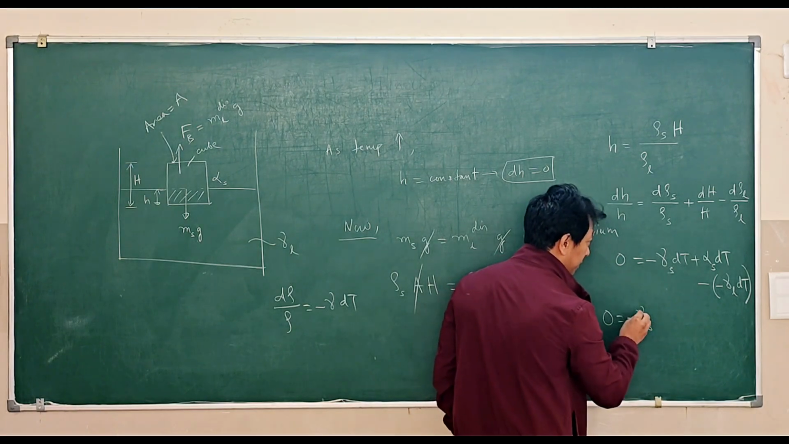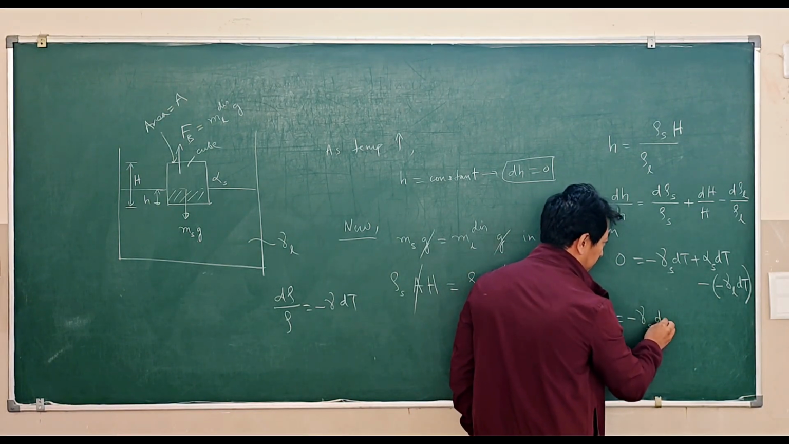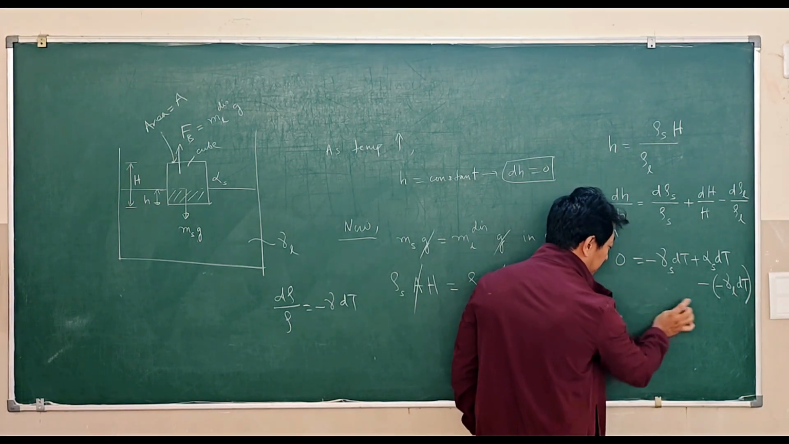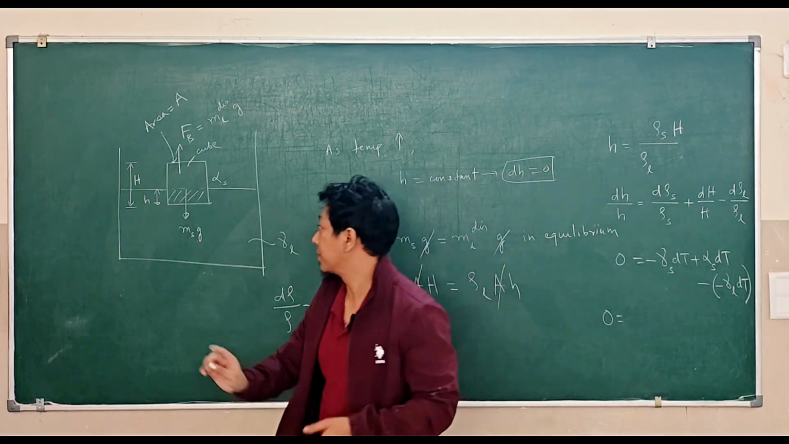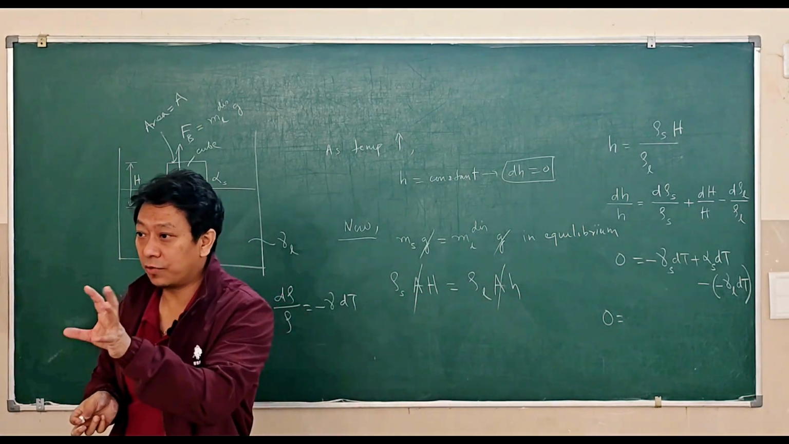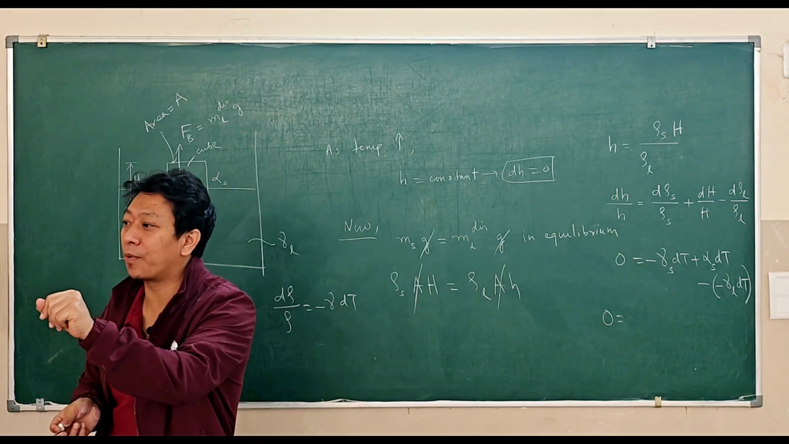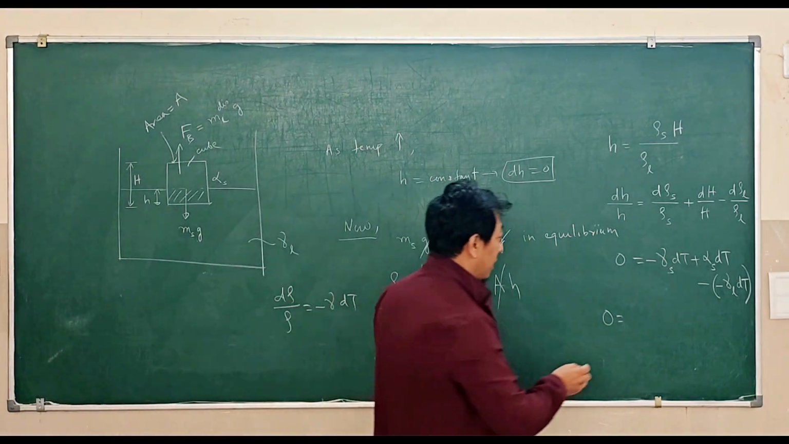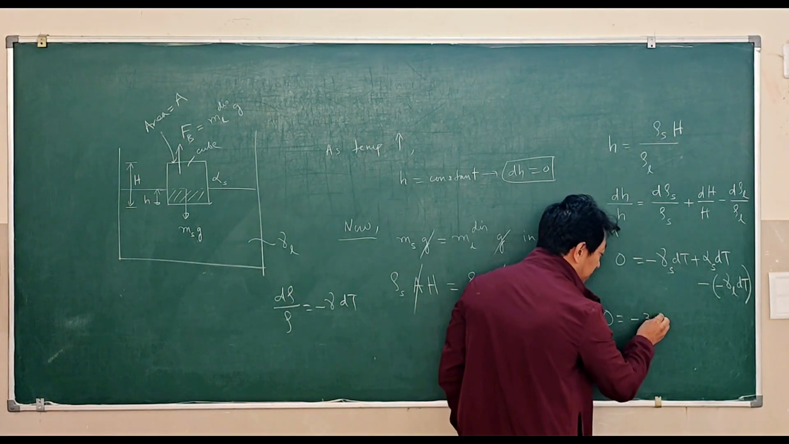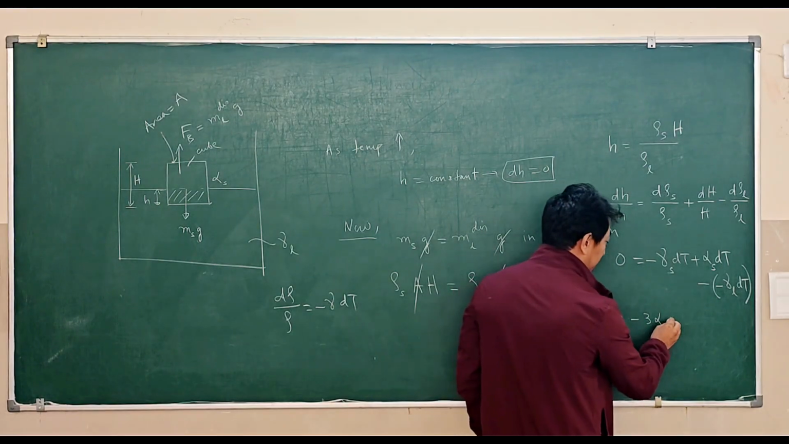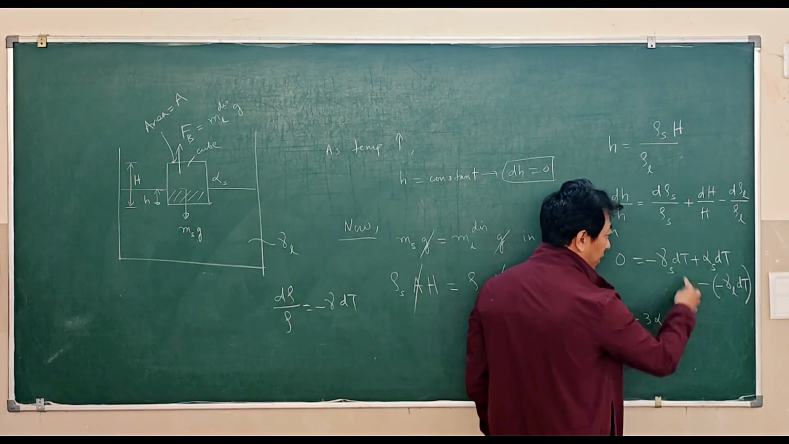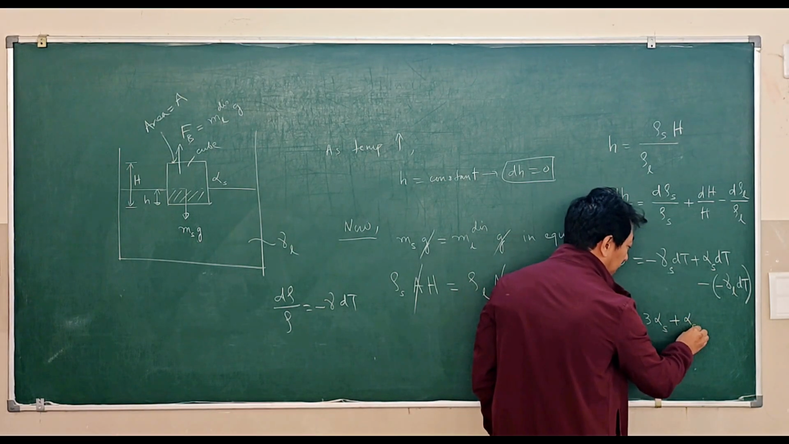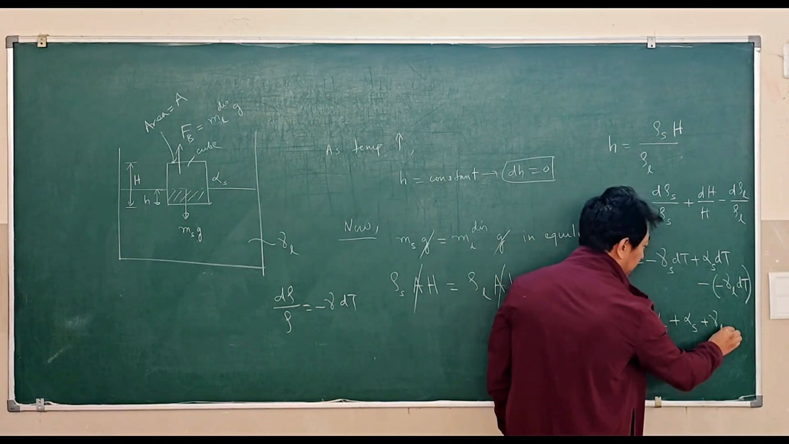Minus gamma s dt. Acha, gamma s is not given. They want alpha s. Well, gamma s is for solid. For solid, we can write gamma equals approximately 3 alpha. So gamma s can be written approximately as minus 3 alpha s dt. Now dt you can take common and cancel. So minus alpha s plus gamma l.